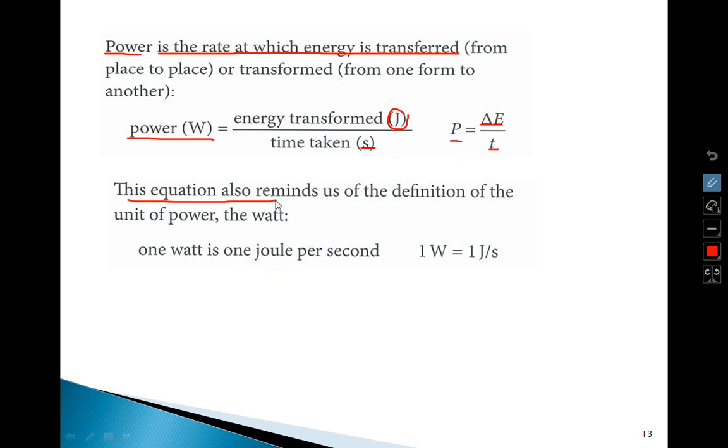Also, this equation reminds us of the definition of the unit of power, the watt. One watt is equal to one joule of energy transformed in one second.